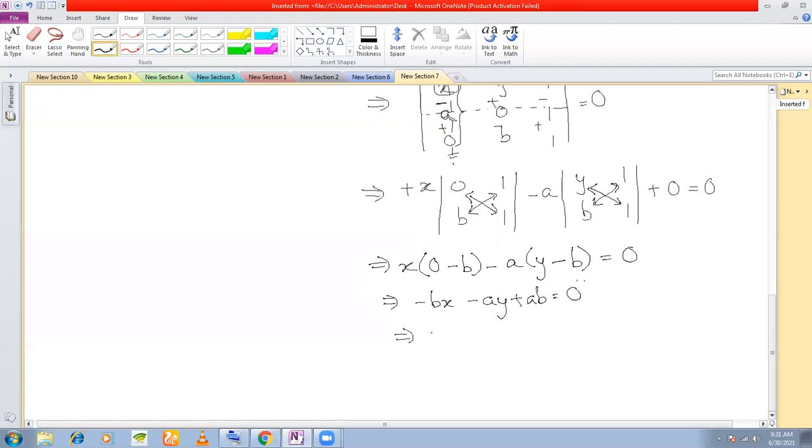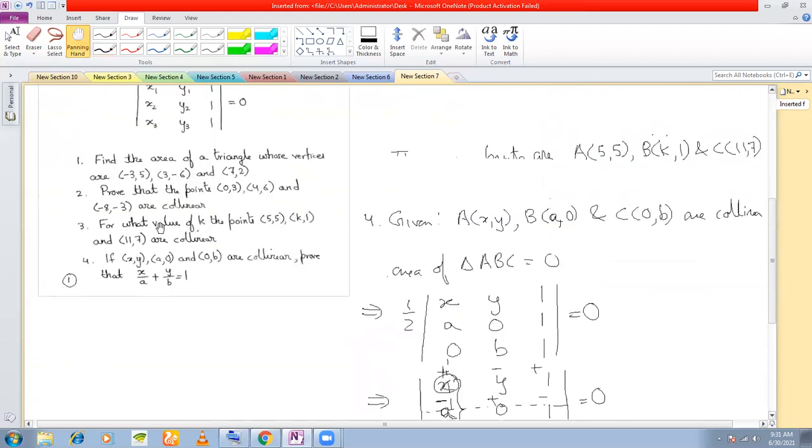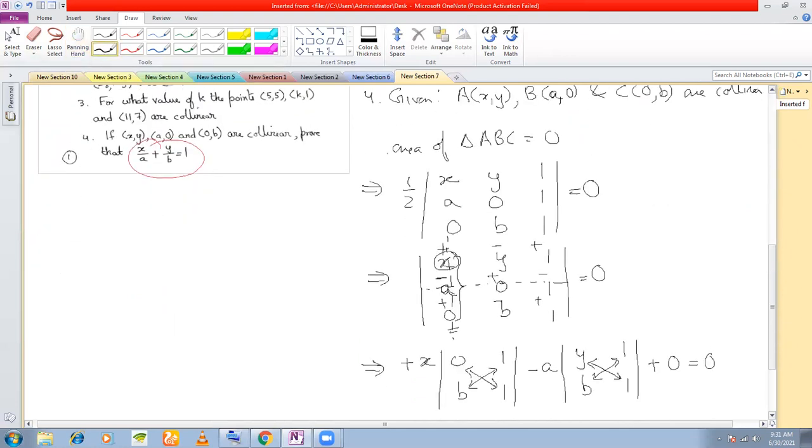That means you take bx and ay on the other side. You get bx plus ay is equal to ab. Now, in order to get this form, what do you want to prove? We want to prove x by a plus y by b is equal to 1, right? So what you do here is you divide both sides by ab.